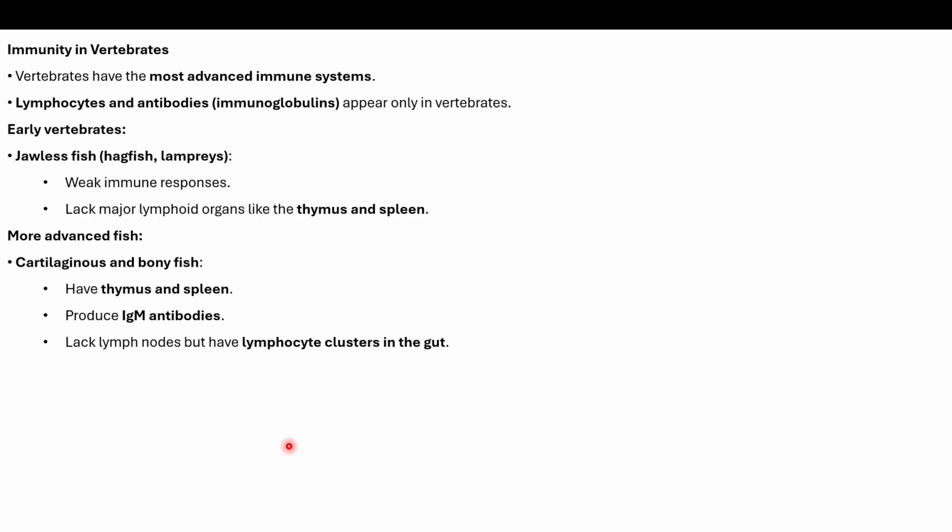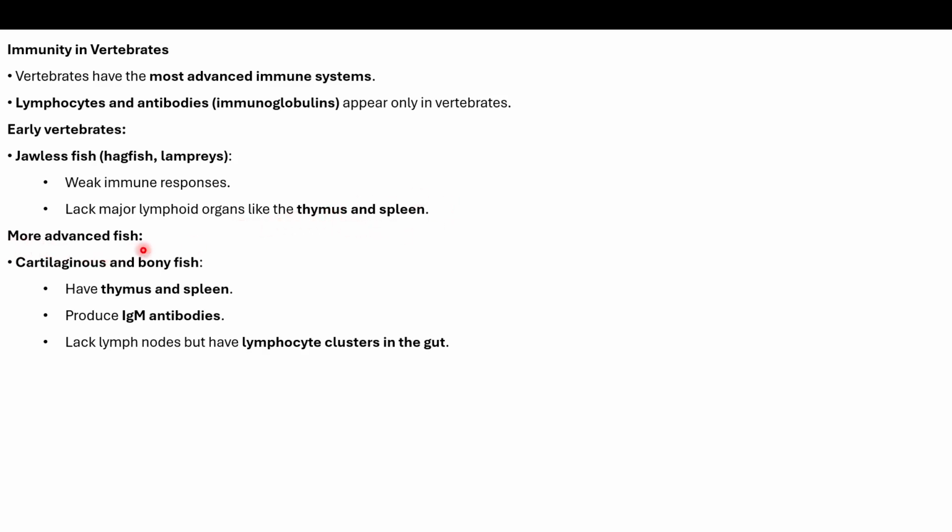Now, if we talk about vertebrates, vertebrates have the most advanced immune systems. Lymphocytes and antibodies appear only in vertebrates. If we talk about the early vertebrates like jawless fishes, lampreys, and hagfish, they have weak immune responses and they lack major lymphoid organs like the thymus and spleen.